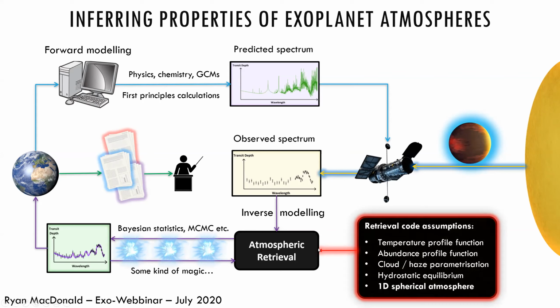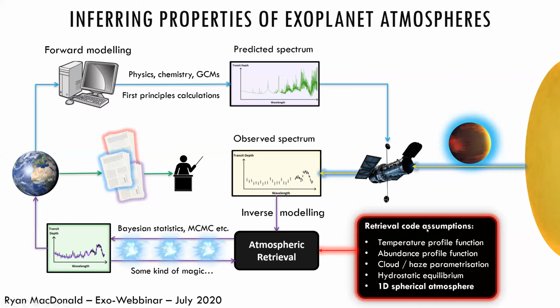And this model that we use for retrievals has to be a lot simpler than forward models, because we need to make it computationally efficient enough to be able to evaluate on the order of 100,000 models. So we can't use a general circulation model at the moment within a retrieval framework, because if it takes you a minute or an hour to run a single model, you can't couple it with an MCMC. So there are various simplifying assumptions that go within retrieval codes.